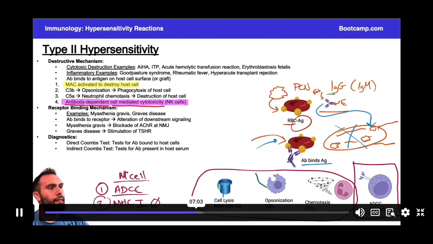Let me clear this up here. Those are the big things for natural killer cells to remember, if you had to remember anything. Okay, so let's run through this really quickly.